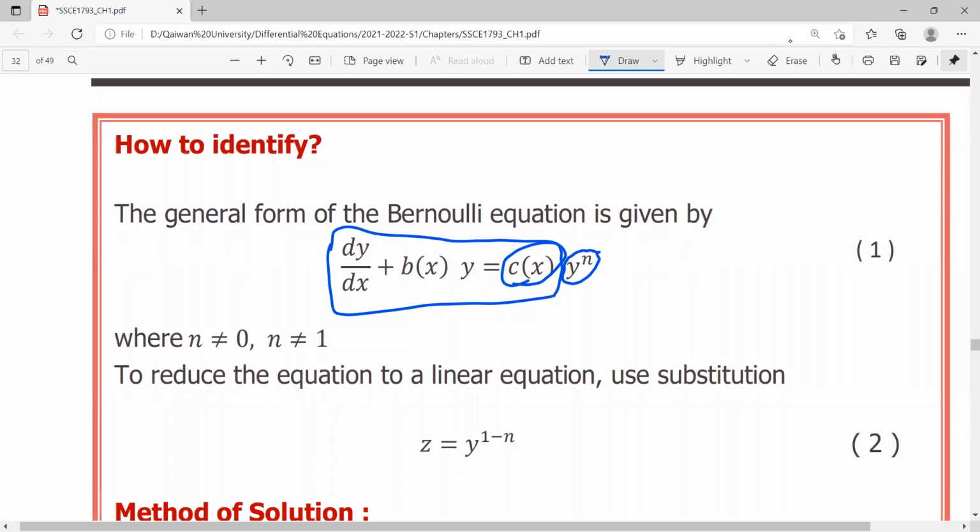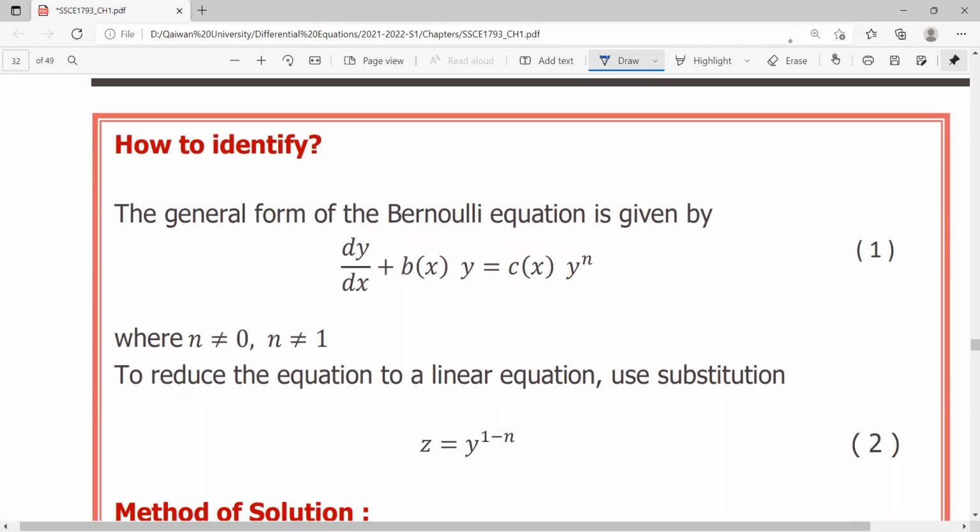This was q of x in the linear case. But here we have a function of x which is multiplied by y to the power n. And the power must not be 0 or 1. If it's 0, it's linear. If it's 1, we can't solve by this method. So if n is not equal to 0 and 1, this is called the Bernoulli equation.